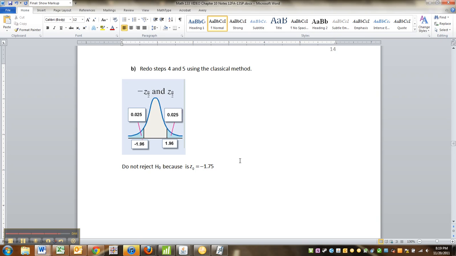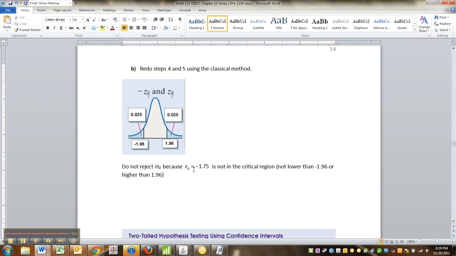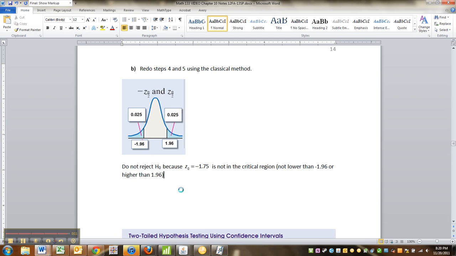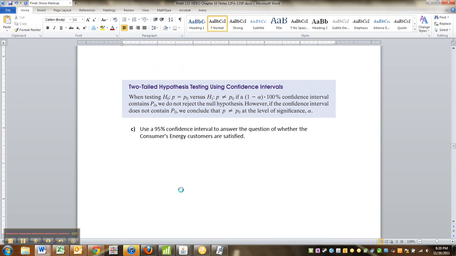The critical region is those dark tail areas. In other words, it's not lower than negative 1.96 or higher than positive 1.96. It has to be in those dark tails in order to reject the null hypothesis. You've got to be in the critical region, i.e. past the critical values. And since you're not, then you're not going to reject. All right, so that's the end of that portion with the classical method. I'll be back to talk about the confidence intervals.